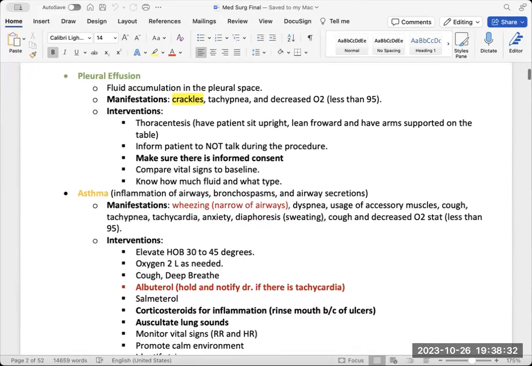Next we have pleural effusion, right? Which means that we have fluid accumulating in the pleural space, or the space that surrounds the lung. I like to think of it as a pillowcase around the lung, so it cushions it and gives it protection. So if I have fluid in my lungs, I expect to have crackles, tachypnea, and decreased O2 sat. And what is the procedure that we do when someone has pleural effusion?